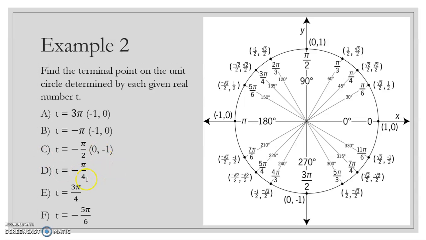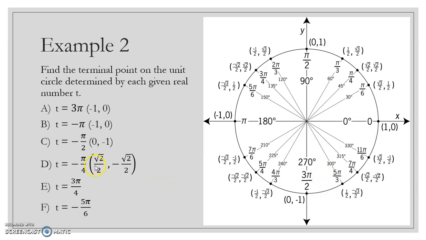Okay, next they said go backwards by pi over 4. Notice pi over 4 is right here. It's halfway between 0 and pi over 2. So to go backwards by pi over 4 would take me right here to 7 pi over 4. That would be this point right here, square root 2 over 2, comma, negative square root 2 over 2. Okay, so this is my terminal point, square root 2 over 2, negative square root 2 over 2.